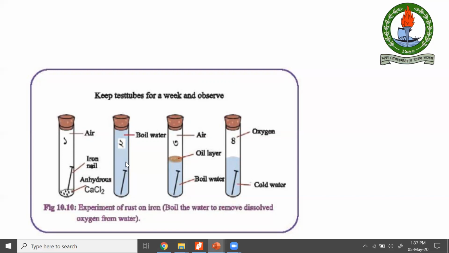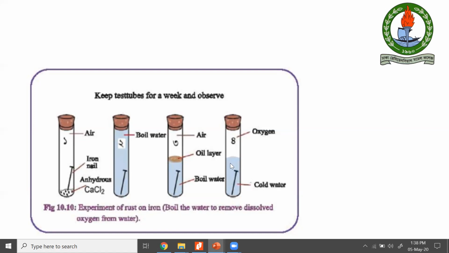In the second test tube, we have an iron nail and some boiled water. In the third test tube, we have an iron nail, boiled water, an oil layer, and air. In the fourth test tube, we have oxygen gas, an iron nail, and cold water. So in the figure, 4 test tubes are given, and we see what is present inside each test tube.